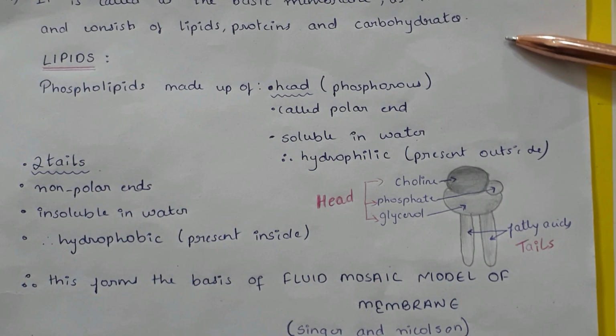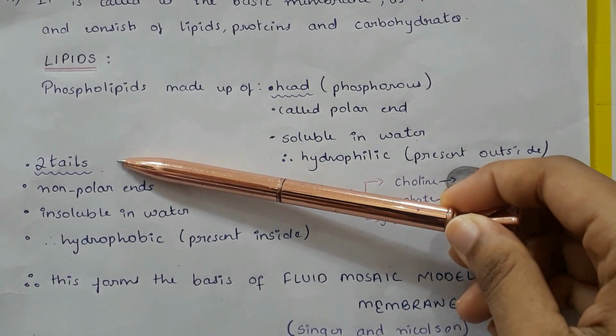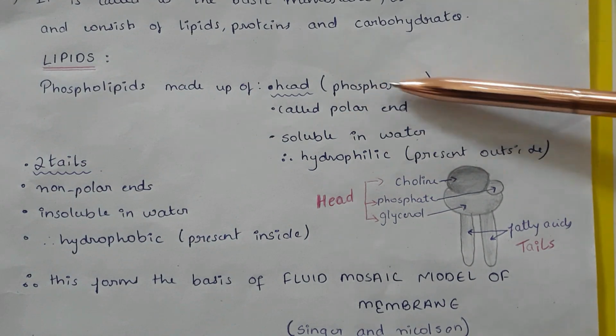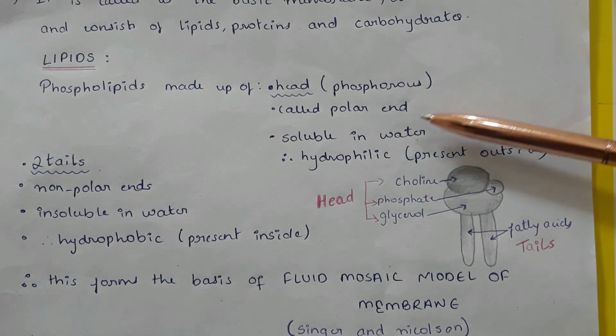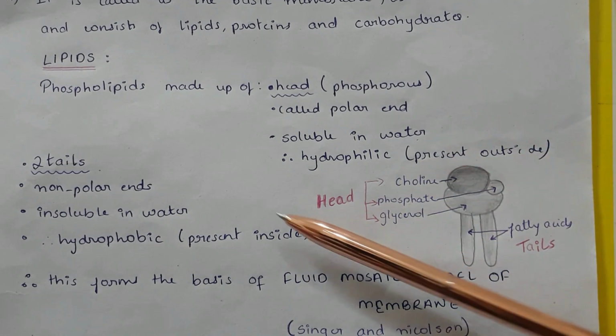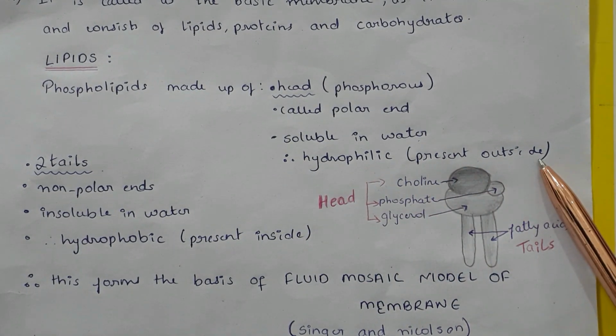The lipids. The phospholipids are made up of the head and two tails. In the head, it contains the phosphorus part. It is the polar end which is soluble in water and therefore they are hydrophilic. Therefore they are present on the outside.